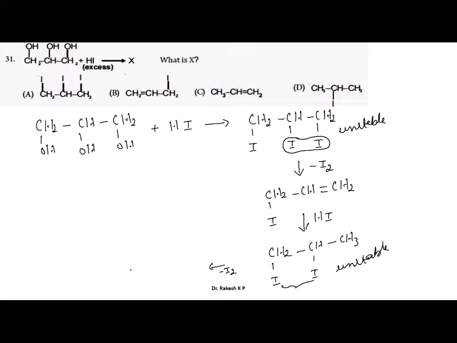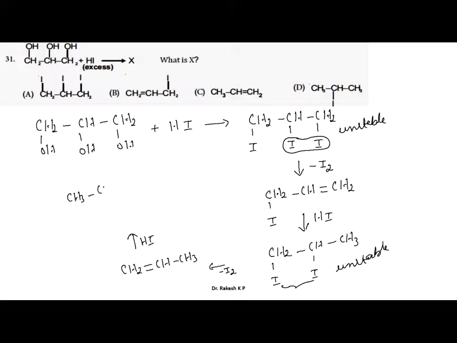Now what is the remaining we got here? This is CH2, with a double bond CH, and a single bond CH3. See the next one here: again it will react because in the reaction mixture we have excess HI. Again addition, because it is a propene. So I'm going to write the particular compound in this form.